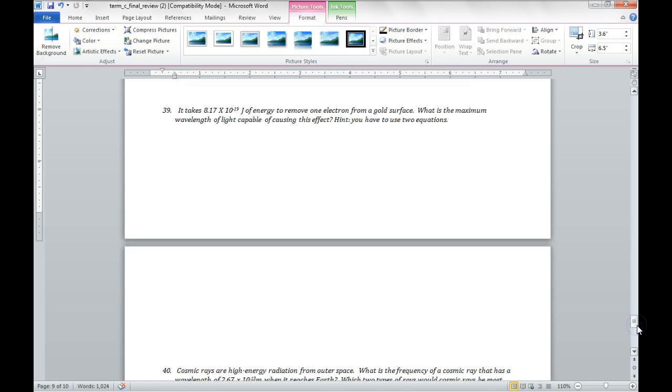And the next one talks about it takes 8.7 times 10 to the negative 19 joules of energy to remove one electron from the gold surface. What is the maximum wavelength of a light capable of causing this effect? Hint, you have to use the two equations. So we're going to have to start off with energy, which is equal to Planck's constant times the frequency. So we have 8.17 times 10 to the negative 19th is equal to 6.626 times 10 to the negative 34. That's Planck's constant, that's h, times our frequency.